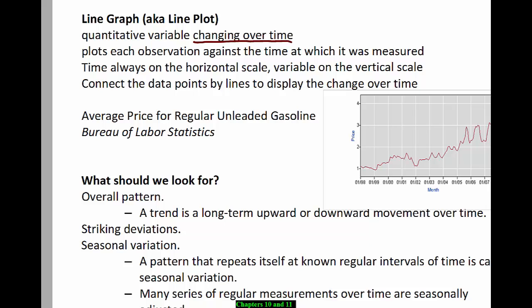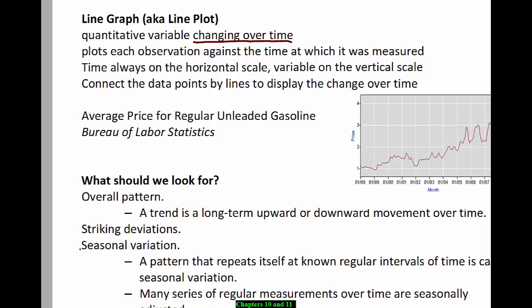We look for any striking deviations. We would notice areas such as this one and right here. Anywhere it really dips or it really gets higher. An anomaly. And we would investigate why that happened. Usually with gasoline prices, it's politics. For striking deviations, we can usually pinpoint that to world situation.